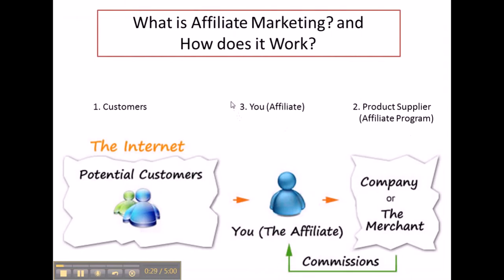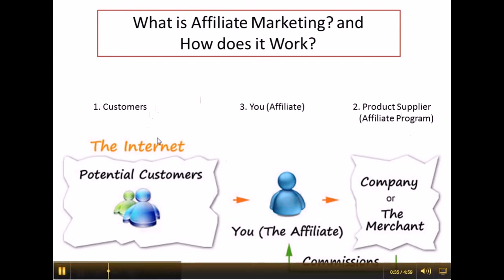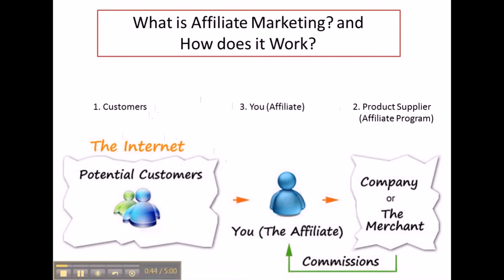Okay, first of all, what is affiliate marketing and how does it work exactly? As you can see in the image, there are 3 elements or 3 parties involved in the equation. Firstly, you have potential customers on the internet. As you should know, there's probably about 2 or 3 billion people online, most of which are on Google and Facebook. So those are the kinds of places you'd find potential customers for products that you want to sell.